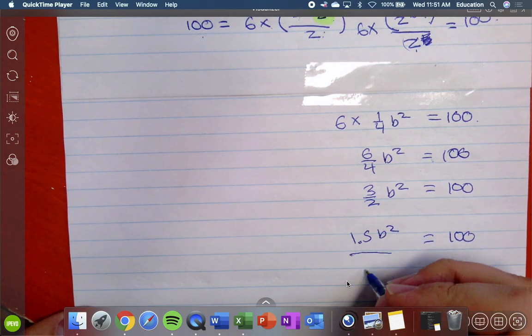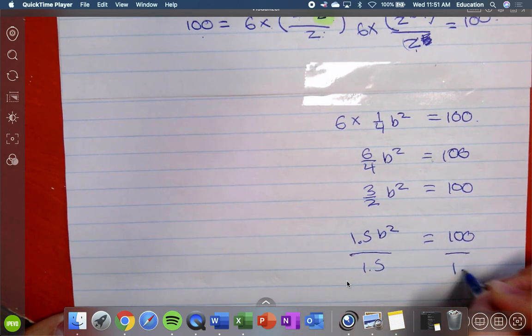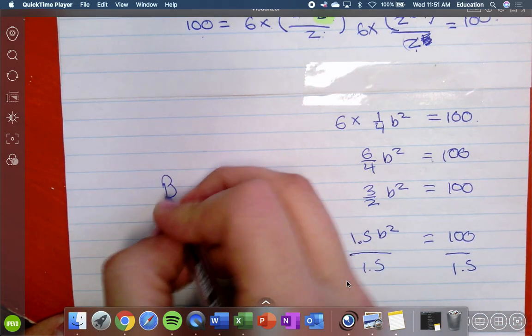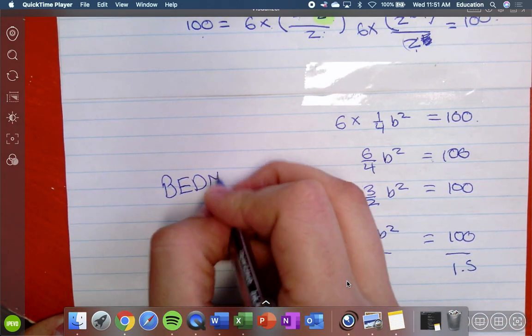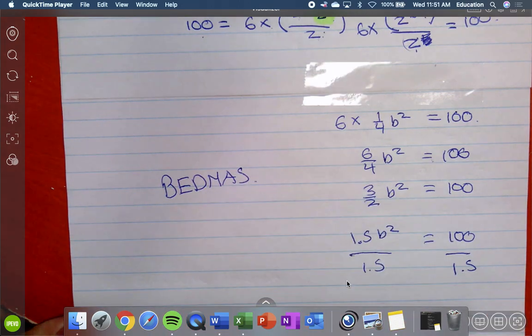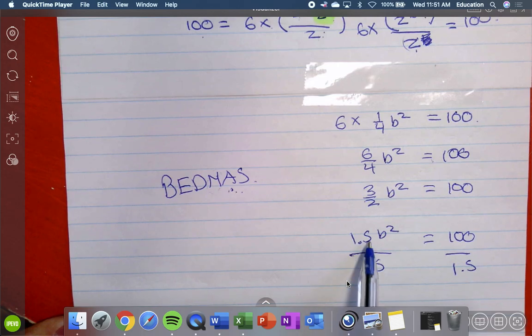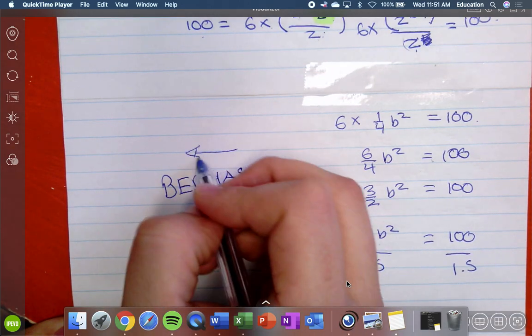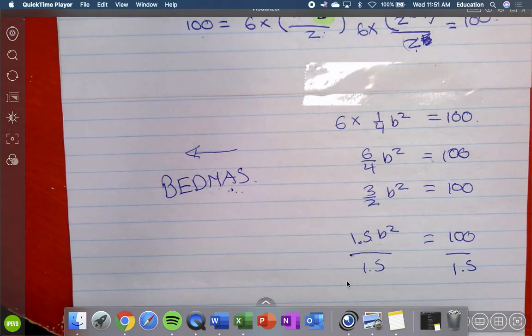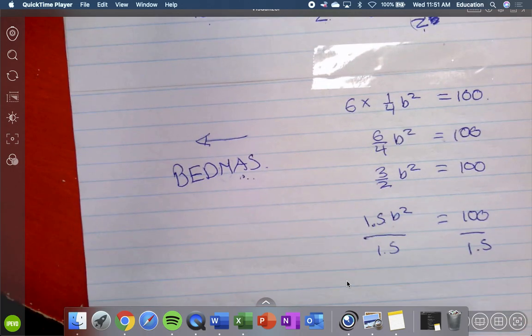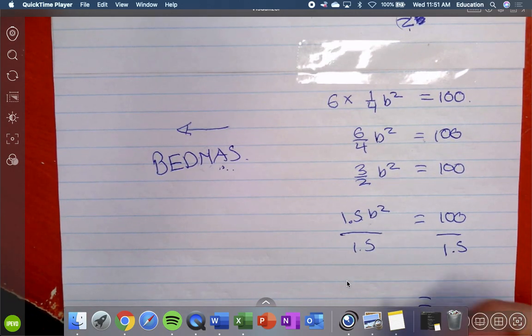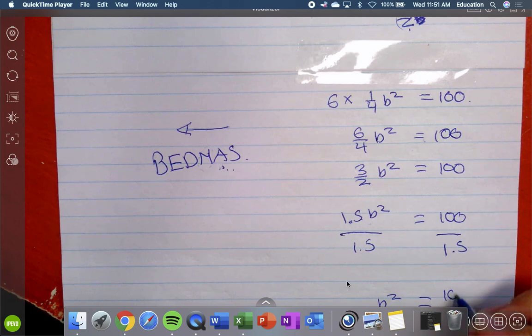So first we do 1.5. Remember BEDMAS, we have to go backwards. There's no addition or subtraction here, but there is a multiplication between the number and the letter, right? Sorry, I looked away for 2 seconds, I'm reading a whole paper. I'm writing exaggerated here. Anyways, the answer here is going to be b squared is 100 divided by 1.5.